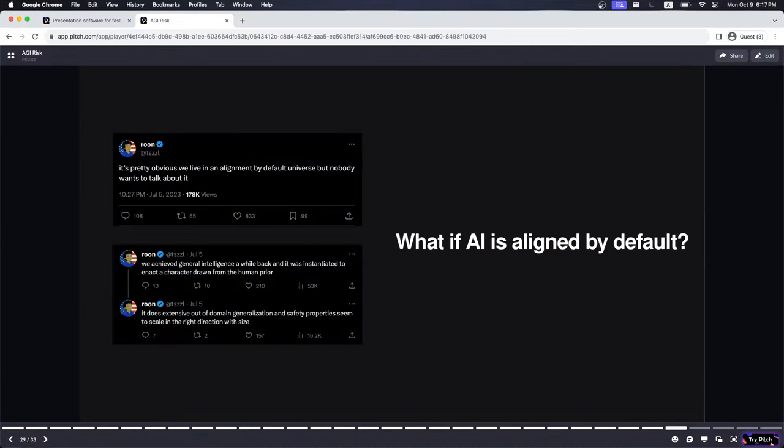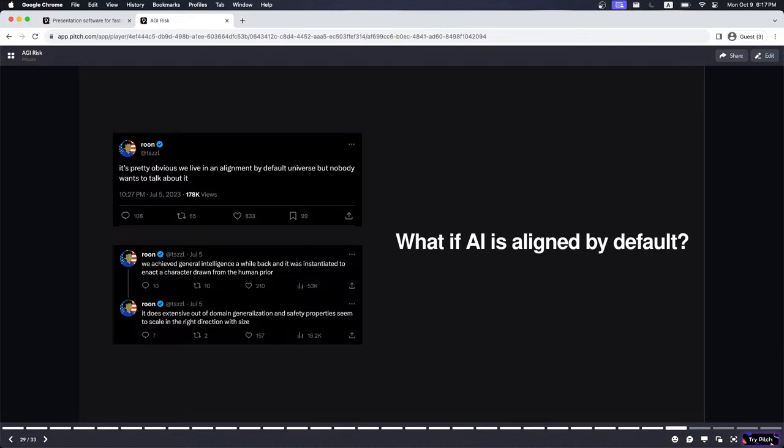And then there's one more possibility with alignment. What if AI is aligned by default? Rune is a guy I follow on Twitter. He's an OpenAI researcher who posts anonymously. He tweeted on July 5th, interestingly, the day OpenAI announced superalignment, he tweeted, "It's pretty obvious we live in an alignment by default universe, but nobody wants to talk about it.